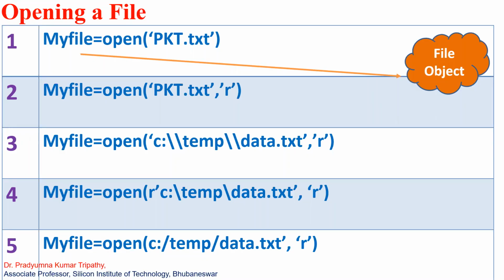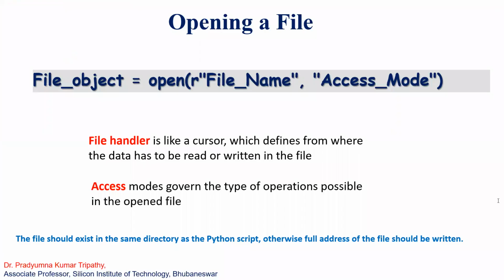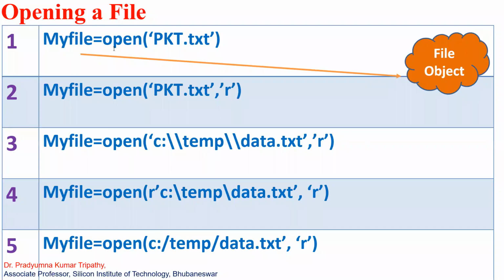As I said, the syntax is you have the file object equals to open, file name, access mode. Just look over here. This is the file object. You can give any name over here. Open is the function that you use, and I give a file name over here. For example, my file equals to open pkt.txt.